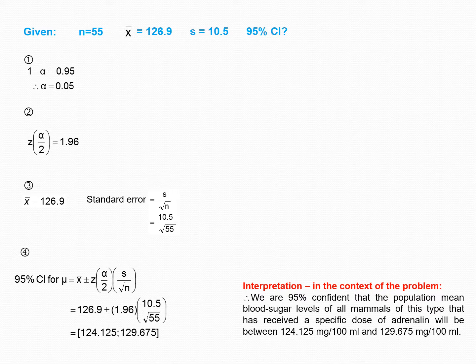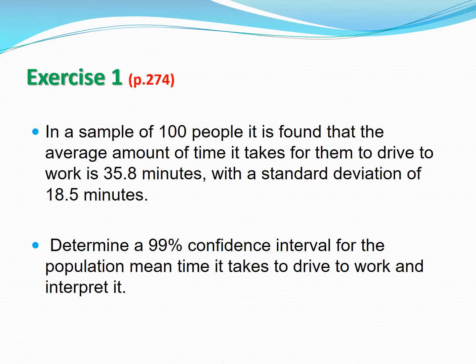Let's look at another example, exercise 1 at the end of chapter 9. They tell you in a sample of 100 people, so that will be N, it is found that the average amount of time it takes for them to drive to work is 35.8 minutes. So that will be our X bar with a standard deviation of 18.5 minutes. So that will be S. And they ask you to determine a 99% confidence interval for the population mean time it takes to drive to work and interpret it. So this will be our data.